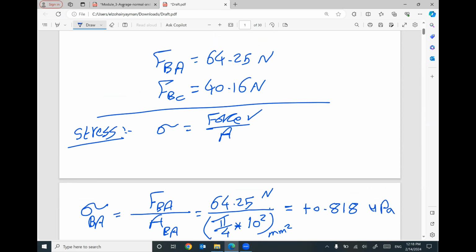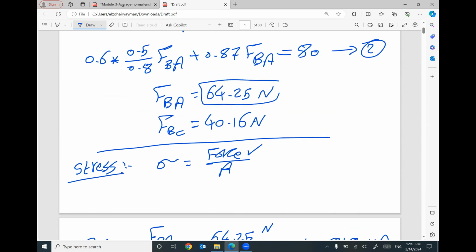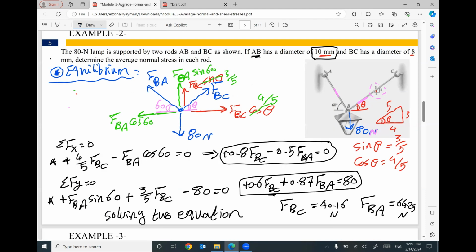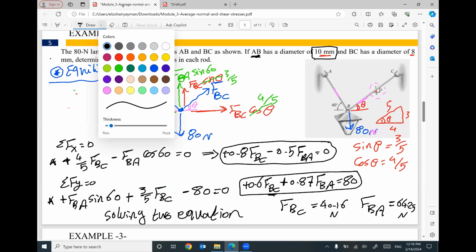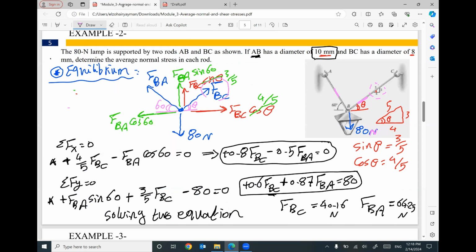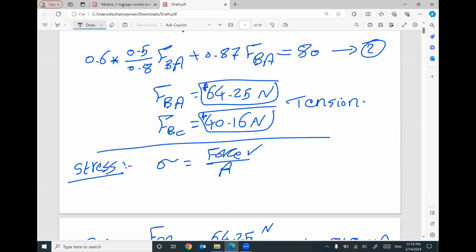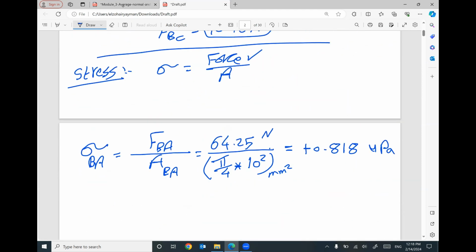I forgot to highlight that these forces are tension forces for one reason. The value is positive. That means I assumed the correct direction. I assumed the correct direction for FBC and FBA, which is tension. So these forces will be in tension. That means the stresses will be tensile stress.